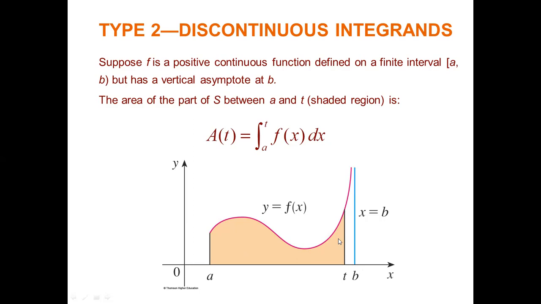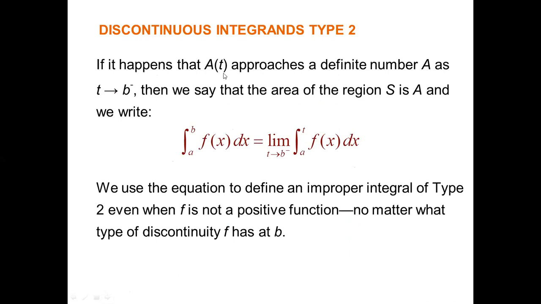Now, our graph is said to be discontinuous in the sense that it's discontinuous based on this vertical axis, because it's asymptotic to this line x equal to b. If that is the case, we have type 2, a discontinuous integral. Now, if it happens that A of t approaches a definite number A as t approaches b, then we say that the area of S is A, and we write that the value of this is the limit of the integral from a to t, where t is approaching a value which is b with a negative sign.